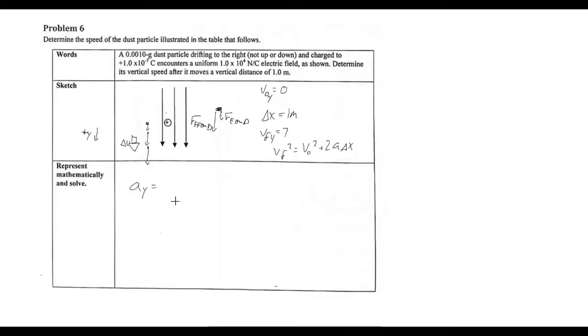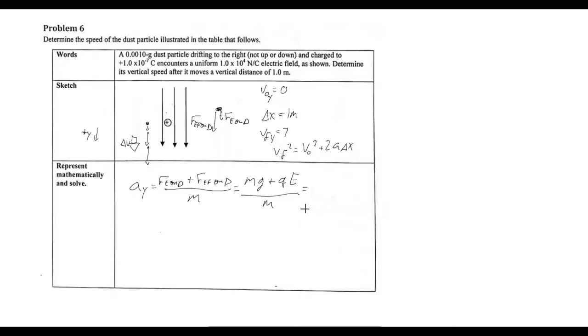So this is the sum of the forces in the y direction: force Earth on the dust particle plus force E field on the dust particle, all over the mass of the dust particle. That means the force of the Earth on the dust particle is the mass times g, which we will say is 10, plus the force of the E field, which is q times the E field strength. The q is the charge of the particle, E is the E field strength, all over the mass of the dust particle.